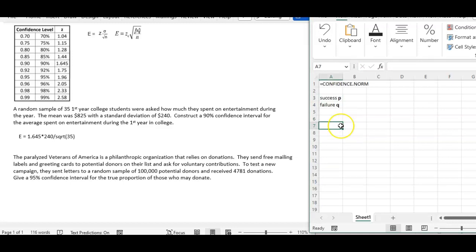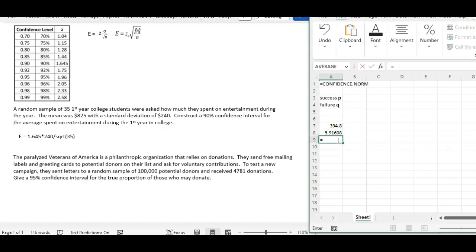So remember, to do any math in Excel, you just start with an equal sign, and now it just works like a calculator. So 1.645 times 240. I'll just do that first. It'll make it easier. I get 394.8, and I'm going to divide that by the square root of 35. In Excel, there is a function SQRT for square root. And now I can just put my number in there, which is 35. And 5.91608 is the square root of 35.